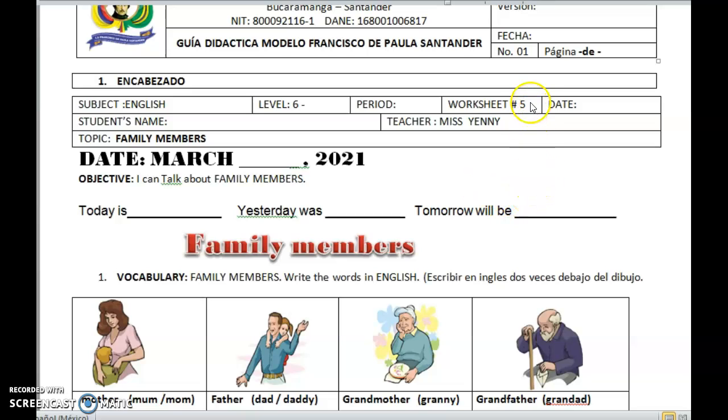This is going to be worksheet number 5. So the topic today is family members. The date is March 15, 2021. The objective is I can talk about family members. Today is Monday, yesterday was Sunday, tomorrow will be Tuesday. Well, that depends on the day you do this activity.